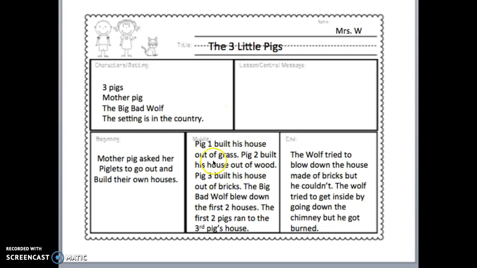So the problem in this story is that the first two houses were not built very good. At the end of the story, the wolf tried to blow down the house made out of bricks, but he couldn't. The wolf tried to get inside by going down the chimney, but he got burned instead.